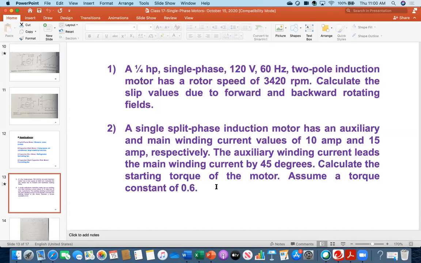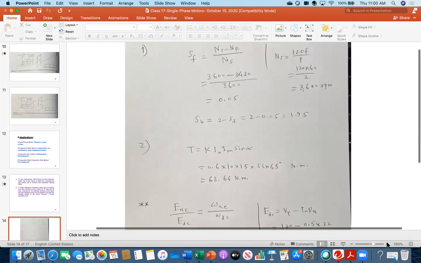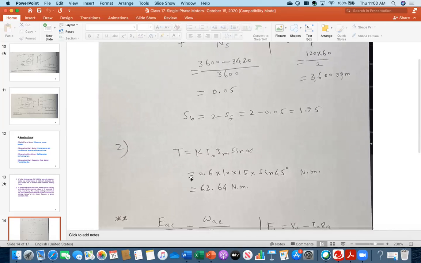So then, have you got the result? Anybody? Express the result in Newton meter. 63.6. Yes, looks like correct. So everybody see here, I have done that. It's just a one line problem, number 2: T equals K Ia Im sine alpha. Everybody please look at this one and substitute the values. So you are right, 63.6 Newton meter.